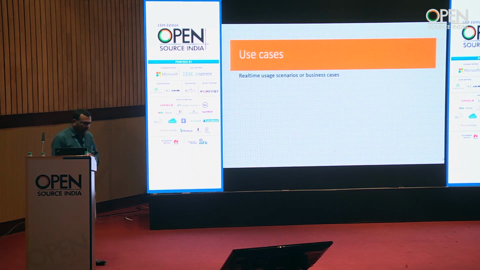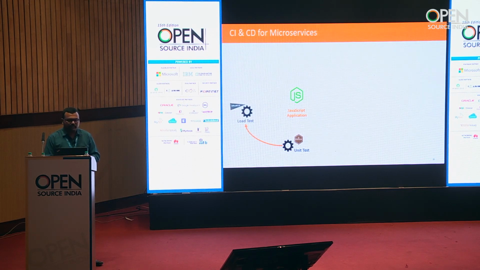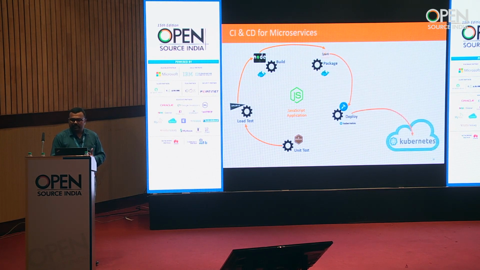Now, a couple of use cases that are pretty simple, which you can see, wherein a JavaScript application is being considered. The JavaScript application is pushed to the code repository, and when the build job triggers, for the typical unit test I might use the Mocha JS framework, and for the load test I might use Artillery. Then I get into the build stage, wherein I create a Docker image for this and package it, and finally I want to deploy to the Kubernetes architecture.